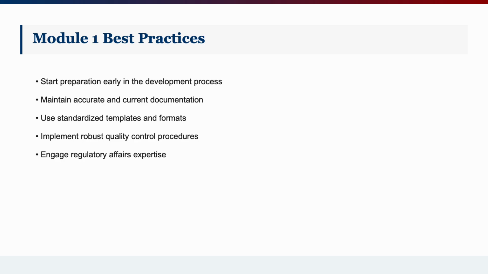Fourth, implement quality control. Every document in Module 1 should be reviewed for accuracy and completeness before submission. Cross-check forms against each other. Verify that signatures are complete. Ensure that all required attachments are included.